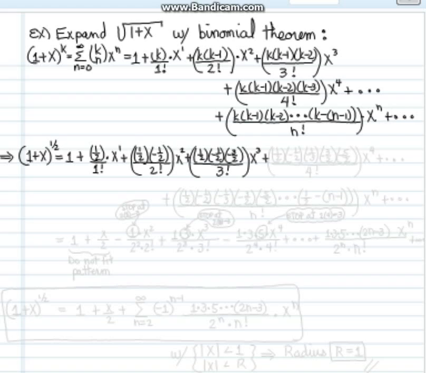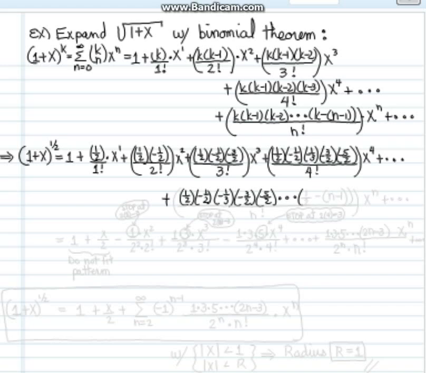times x to the third, plus 1/2 times negative 1/2 times negative 3/2 times, subtracting 1 from that, negative 5/2, all over 4 factorial, and that's all multiplying x to the fourth, plus dot dot dot. When you get down to the nth term, it looks like this: plus 1/2 times negative 1/2 times negative 3/2 times negative 5/2 times dot dot dot.